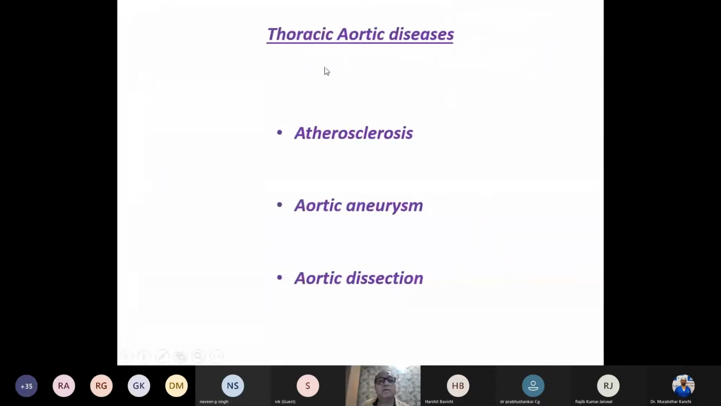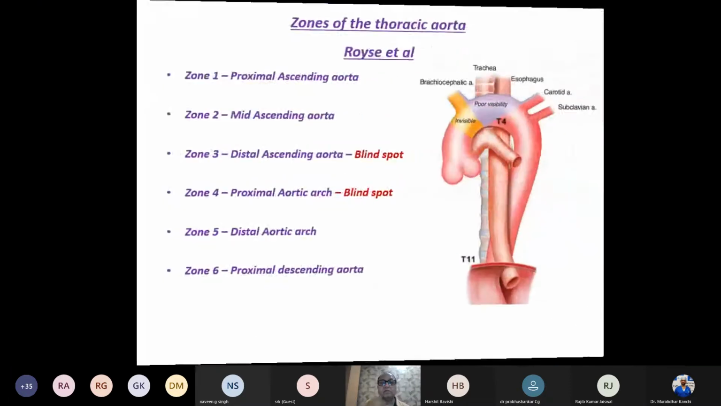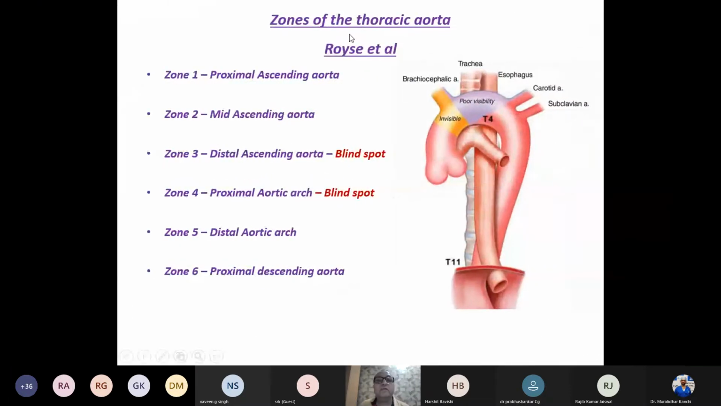Now coming to some aortic diseases. I'll be concentrating more on atherosclerosis, aneurysms, and dissections involving the aorta. Now coming to atherosclerotic lesions. Royse et al. have divided the ascending aorta, or the entire aorta, into 6 zones.